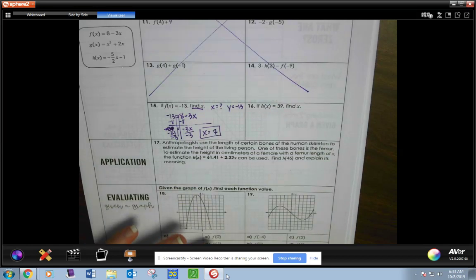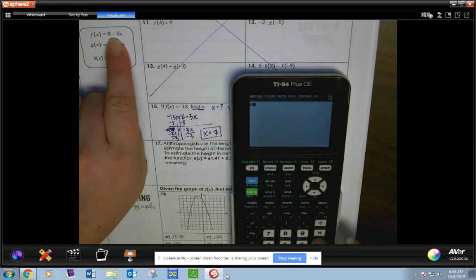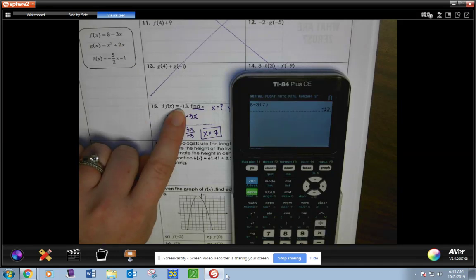And then you can easily check your answer. If you come back up to this rule and you just do 8 minus 3 times 7, you should get negative 13 like they said.